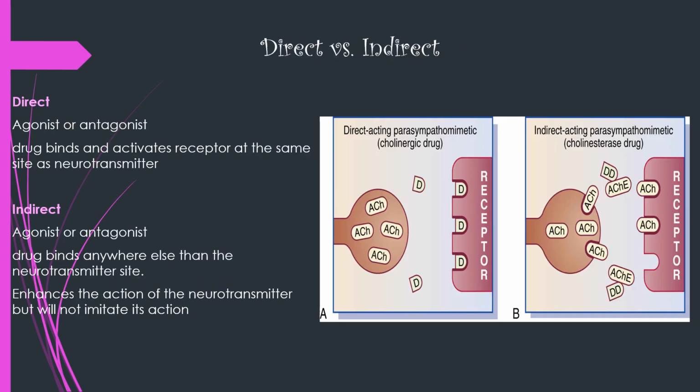Direct versus indirect. Direct can be either agonist or antagonist, and this means that the drug will bind and activate this receptor at all the same sites as the neurotransmitter. But indirect can also be agonist or antagonist, but the drug will bind anywhere on the receptor other than the neurotransmitter site. This will create an enhancement of the neurotransmitter action, but it will not imitate its action.